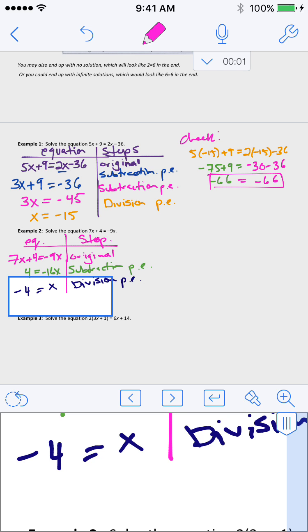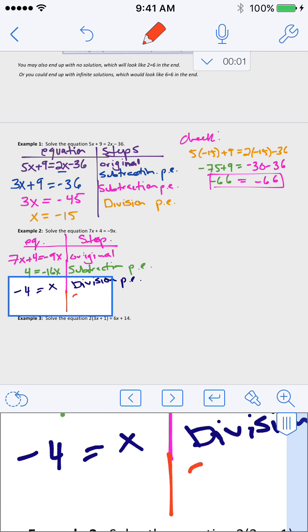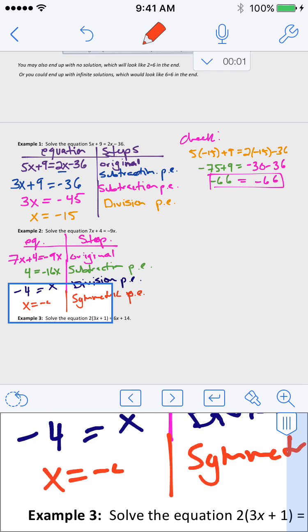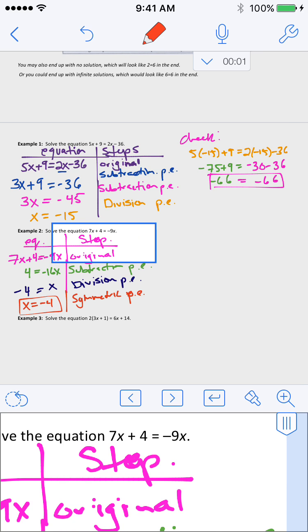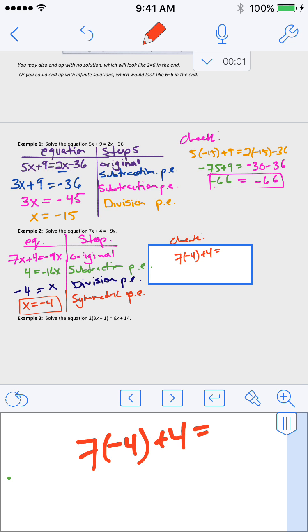Negative 4 is equal to x. But that's not really how I want to write it. I want to use the symmetric property of equality to say that x is equal to negative 4. That's my final answer. I can check that out. Let's see. Check. 7 times negative 4 plus 4 is equal to negative 28 plus 4. Okay, what did I do wrong?